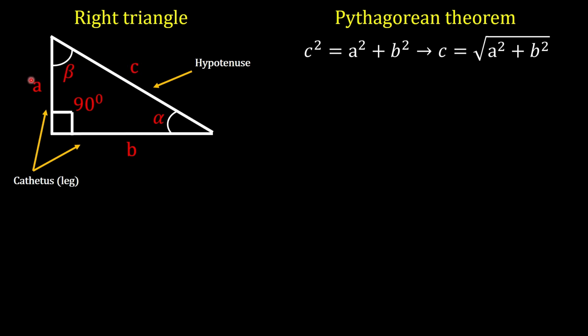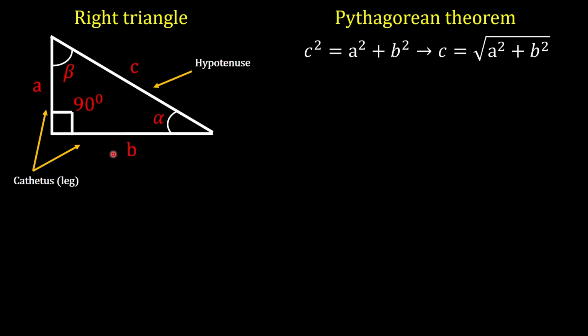So if we know A and B, we can easily find hypotenuse C by this equation: C to the power of 2 equals A to the power of 2 plus B to the power of 2. Or we can write it as C equals root of A to the power of 2 plus B to the power of 2.